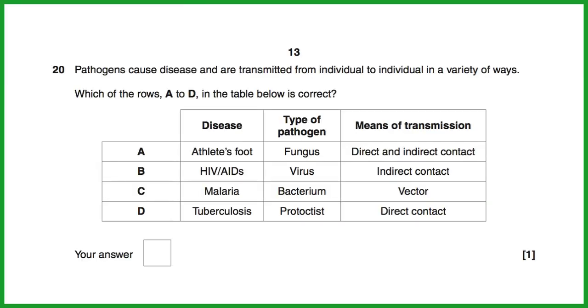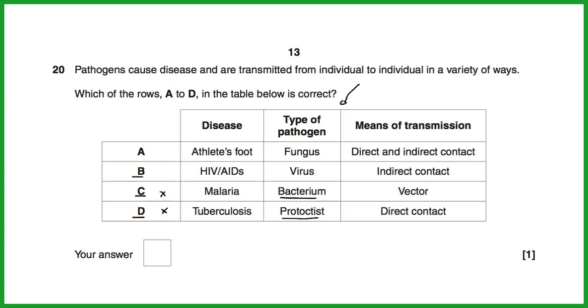So pathogens cause disease and are transmitted from individuals to individuals in a variety of ways. Which of the rows in the table is correct? So first of all, look at the type of pathogen. It tells you that TB, D, is caused by a protoctist, which is not true, it's caused by a bacterium. They tell you that malaria is caused by a bacterium, which is not true, it's caused by the Plasmodium parasite, which is a protoctist. So it can't be C and it can't be D.